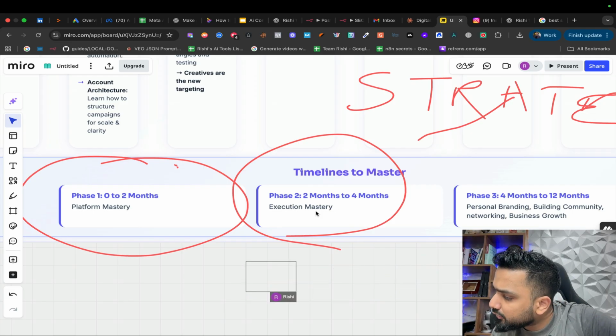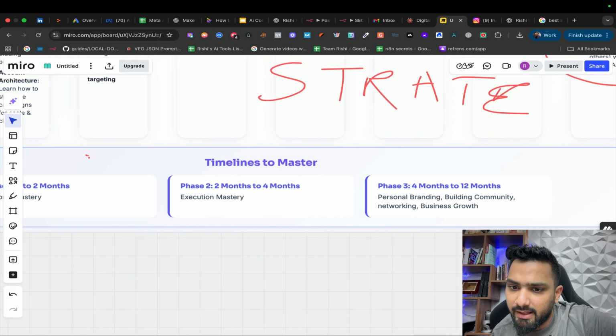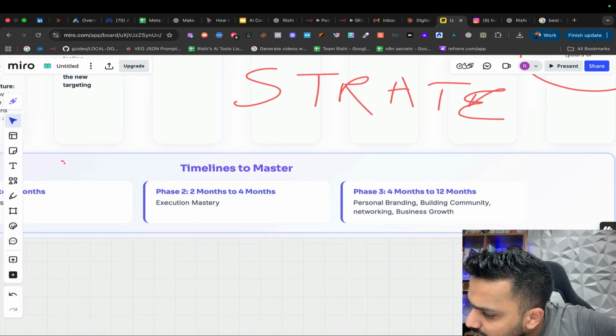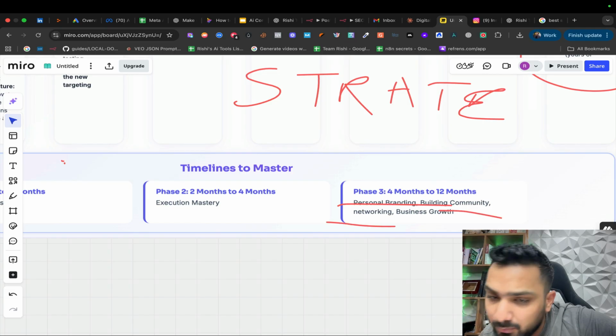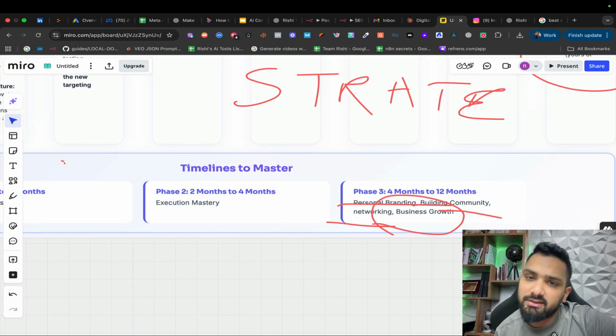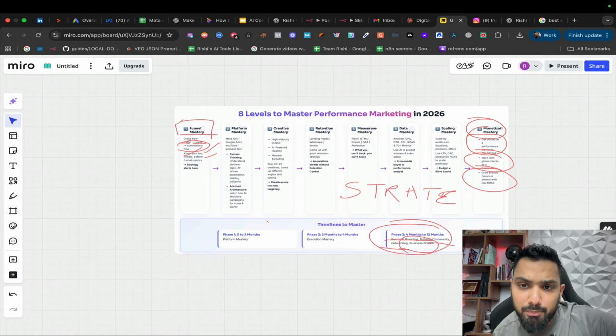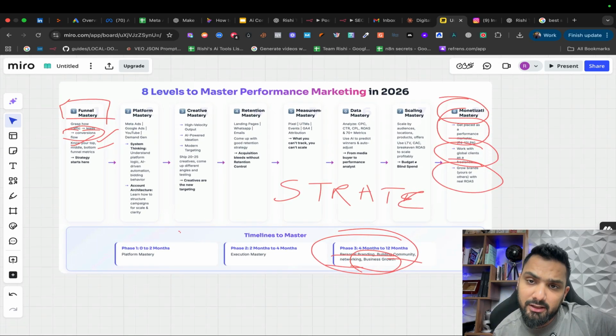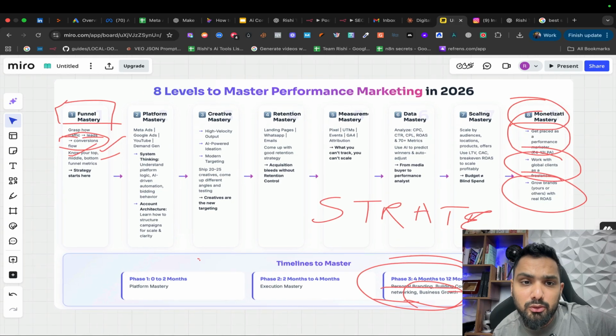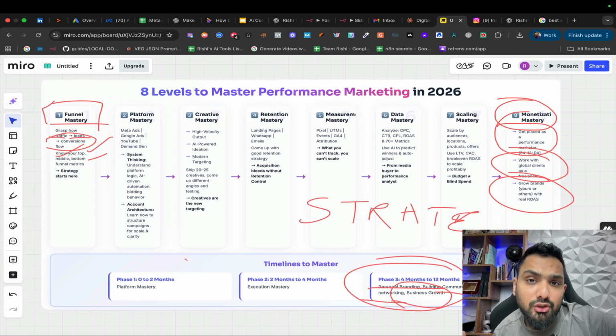And then finally what you've got is your phase 3, where you start building your personal brand, you start building your community, you start networking with the right people, you start growing your businesses, start your own agency, and so on, right? And that should be your next goal of 4 months to 12 months, so that you could make much more money. So these are your 8 levels of platform mastery for performance marketing in 2026. And at Digital Scholar, we are very happy that we teach all of it, so that you could understand and become a performance marketer for 2026.